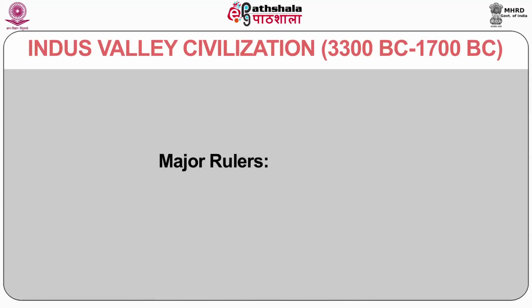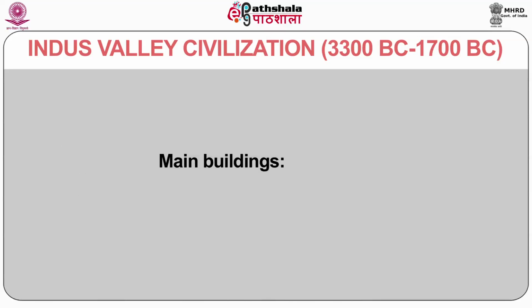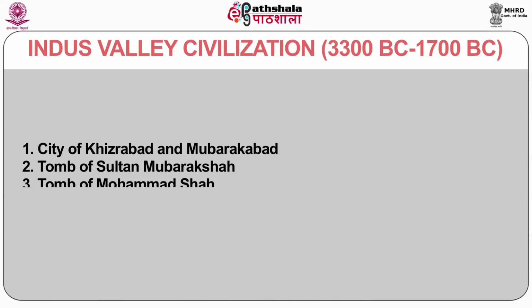The major rulers of the Sayyid dynasty include Khizr Khan, Mubarak Shah, Muhammad Shah, Alam Shah. The main buildings built by this dynasty include the cities of Khizrabad and Mubarakabad. The second one was the tomb of Sultan Mubarak Shah.